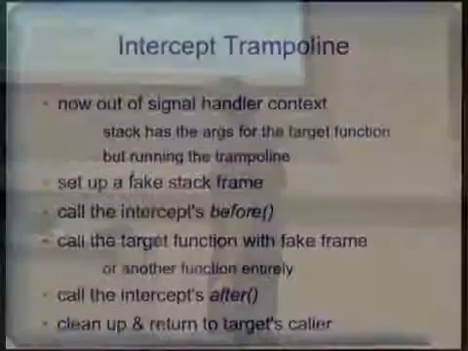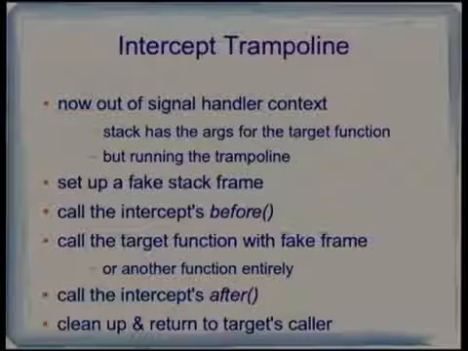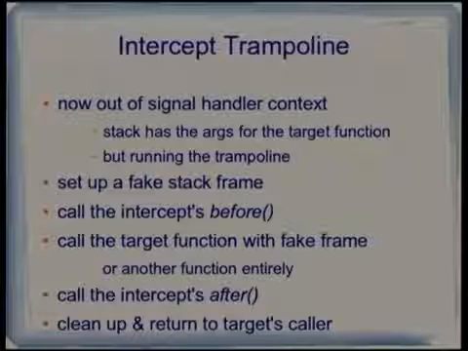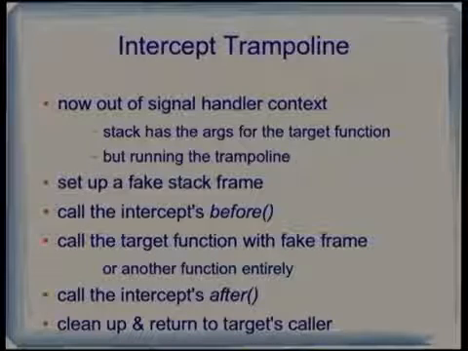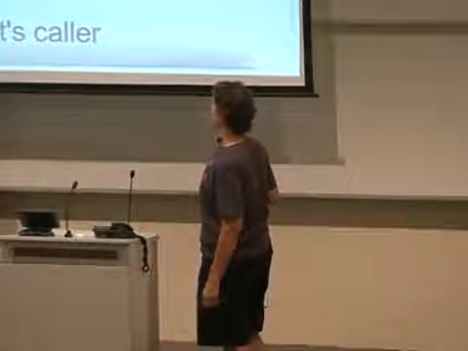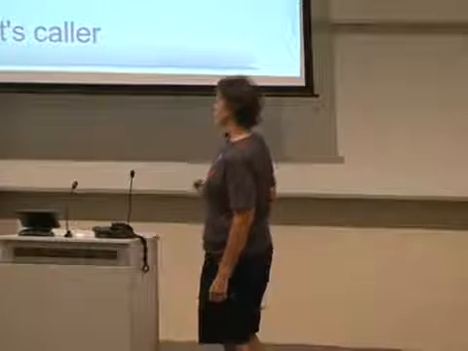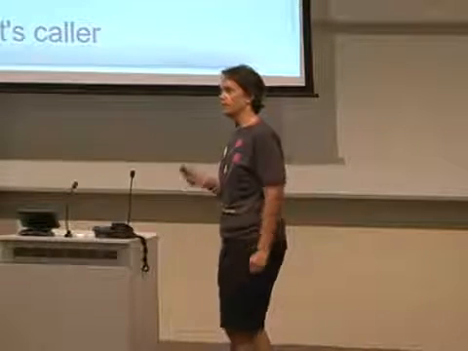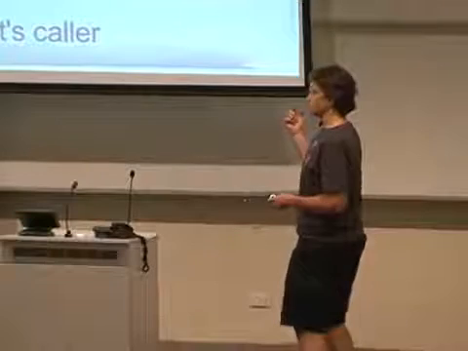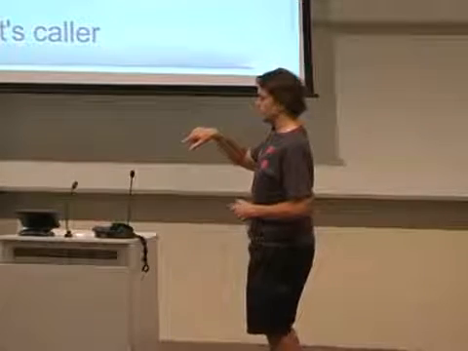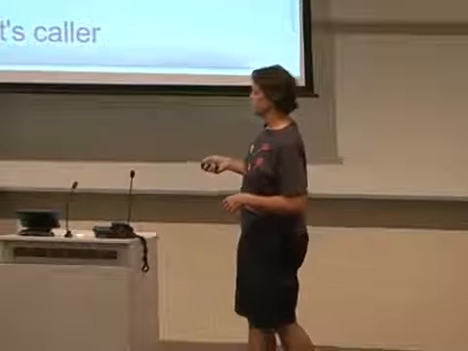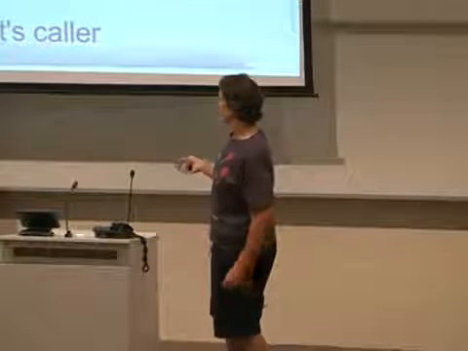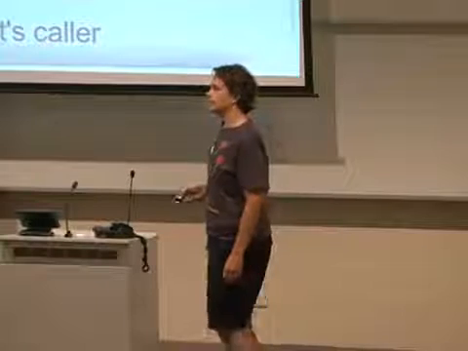That trampoline sets up a fake stack frame, calls the intercept's before function, which allows the before function to futz with the arguments, change the arguments as we go. Then it calls the target function with that fake frame, or it may call another function entirely. That's how the mocks work. Actually, we call it a redirect. So it basically goes over here. Oh, I'm in the before function. No, I actually want to go over there. And finally, it cleans up all the mess that's left on the stack and then returns back to the target's caller.